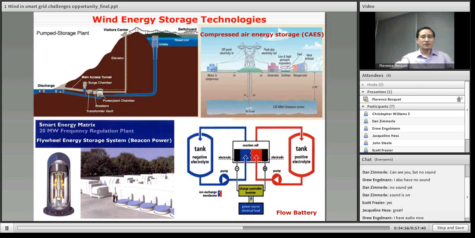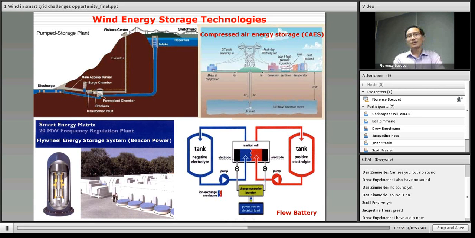And in fact, there are many different energy storage technologies available for our consideration. Large-scale pumped hydro storage can be used at utility scale, like Xcel Energy or WAPA. Compressed air energy storage can also be at a higher level. Flywheel energy storage systems can be implemented at the wind power plant level, near the wind farm. And flow batteries, for example, can also be installed on a wind farm.